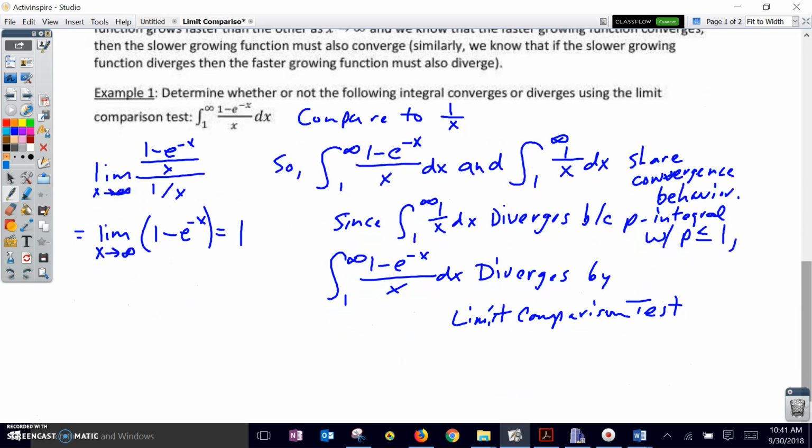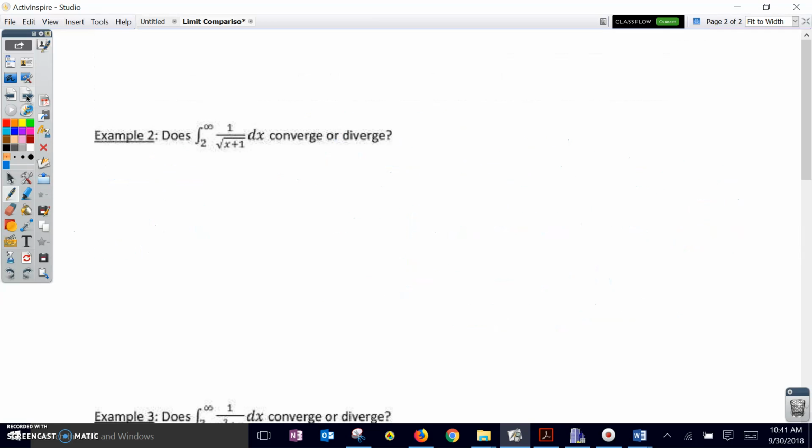Alright, not bad on that one. Let's go on to the next one. Does this integral converge or diverge? What would be a good thing to compare it to? I'm going to compare it to 1 over the square root of x. And so I've got the limit as x goes to infinity of 1 over square root of x plus 1 over 1 over square root of x.